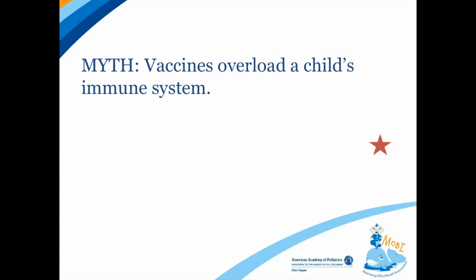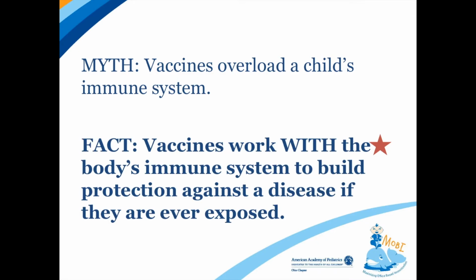All right, I've heard this one. Vaccines overload a child's immune system. Not true. And there's that little red star again, so make sure you're listening. Vaccines work with the body's immune system to build protection against a disease if they're ever exposed. In all actuality, there are fewer antigens in the vaccines today than there were in the 1960s. Meaning, on average, if you get all of the vaccines recommended by the ACIP by the time you're 2 years of age, you may be introduced to somewhere between 100 to 150 antigens.